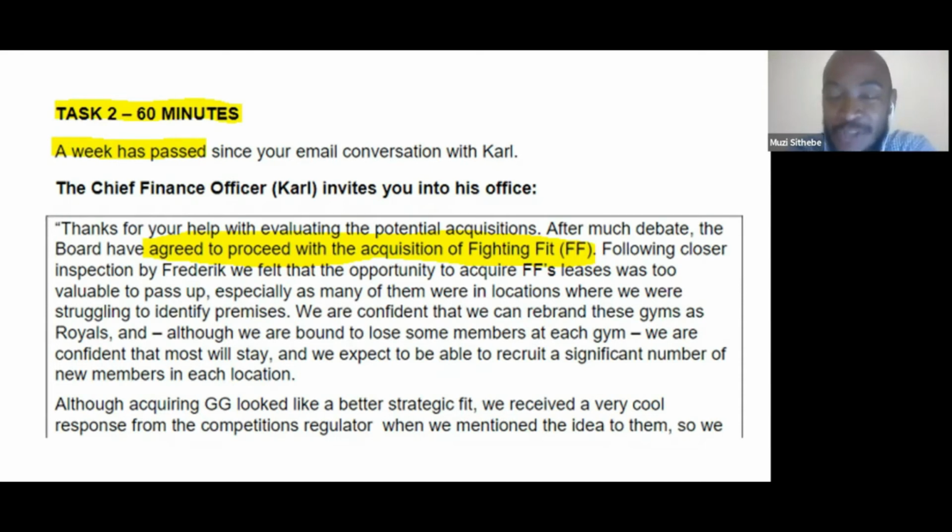A good way to see that is that as you see task number two here, as it starts, they tell you a week has passed since your email conversation with Carl. So the next task is basically at a future point in time. You can't go back and fix what you did before. So that's why it's very, very important that we understand the work well enough that no matter what question is in front of us, we can actually perform optimally at it, right? And we can bring out the best answer as and when necessary from us.